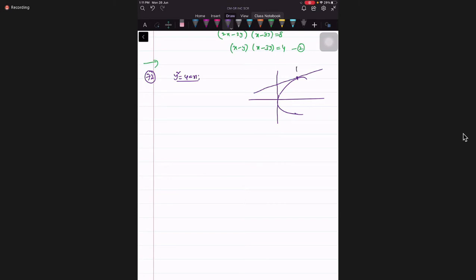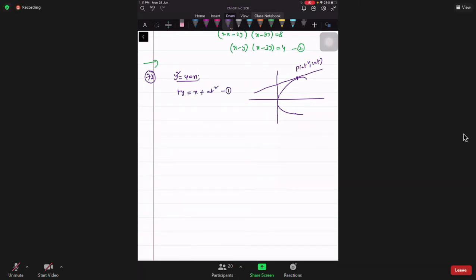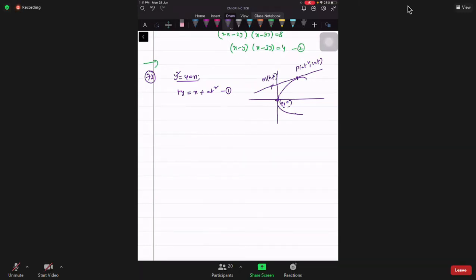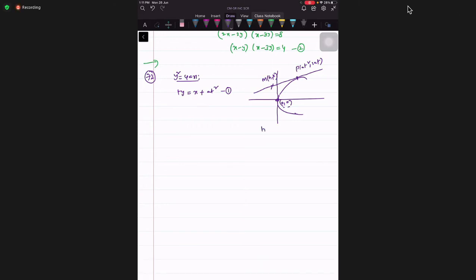In parametric form I'm writing (at square, 2at). So what is the equation of the tangent then? ty equal to x plus at square. Now we have drawn the foot of the perpendicular from the origin to this line. Here I am taking the foot as (h, k). Then what is the locus of (h, k)?